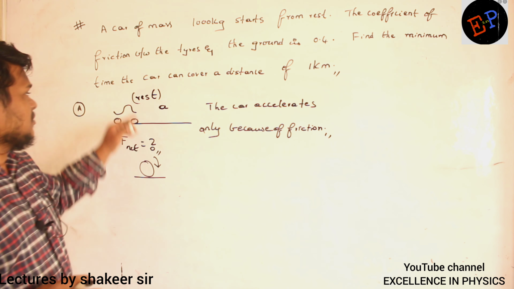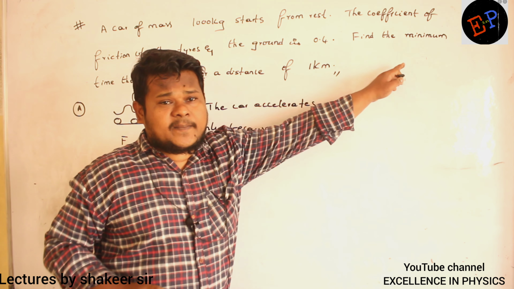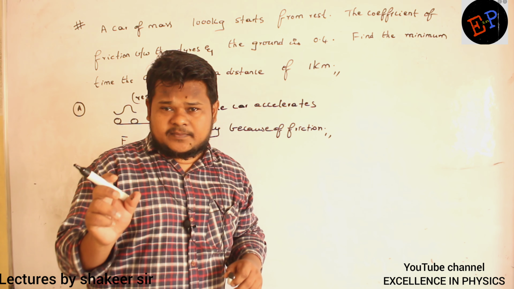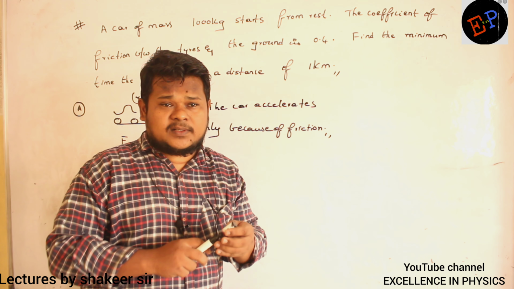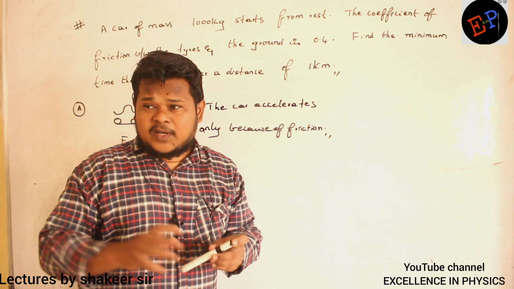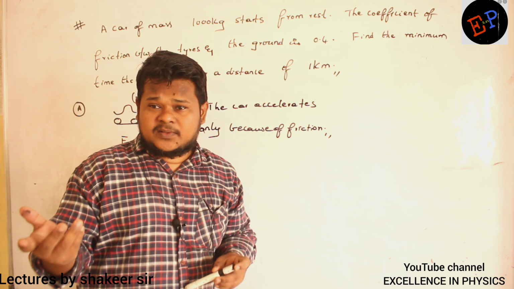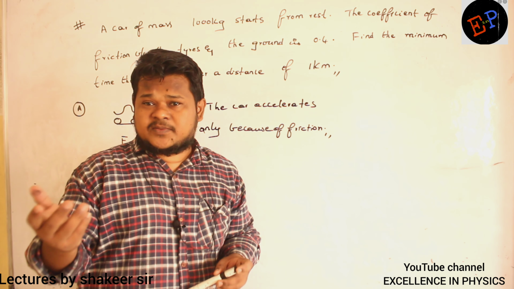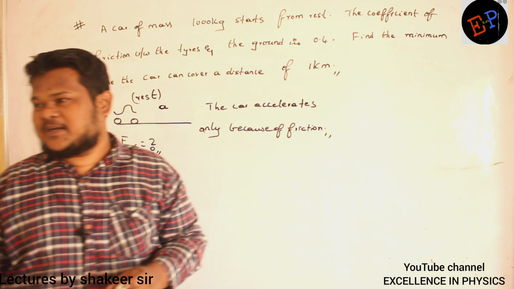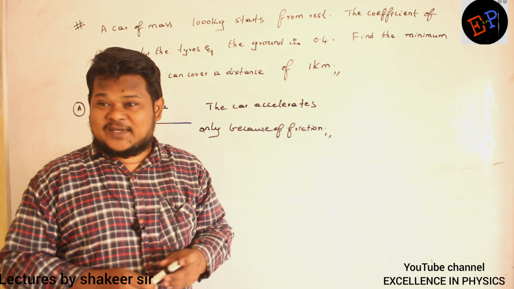And what kind of time is he asking? Minimum time. Minimum time means what? Very less time. Very less time means what? Acceleration should be maximum. That's the meaning of this, no? Acceleration is maximum means what? Friction should be maximum. And what is maximum friction called? Limiting friction. So he is asking us to calculate limiting friction. Are you able to understand?